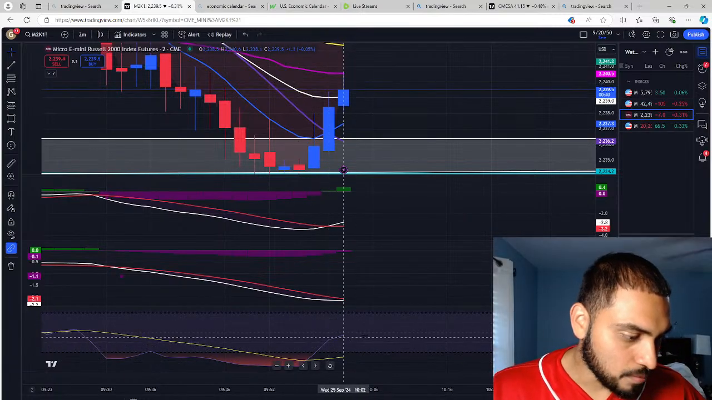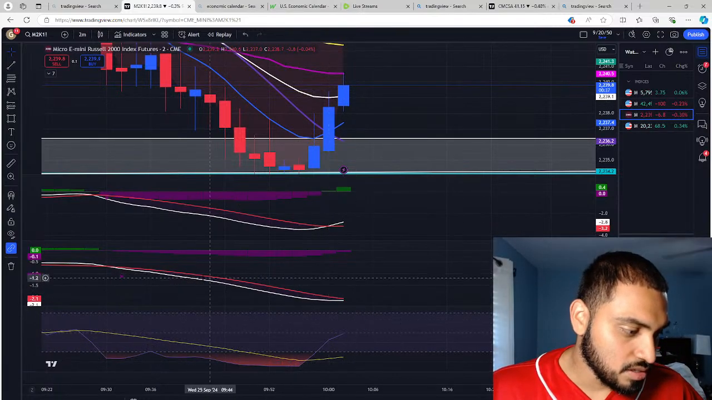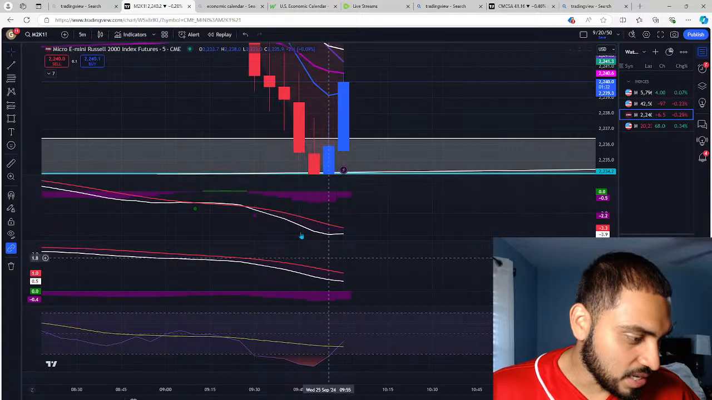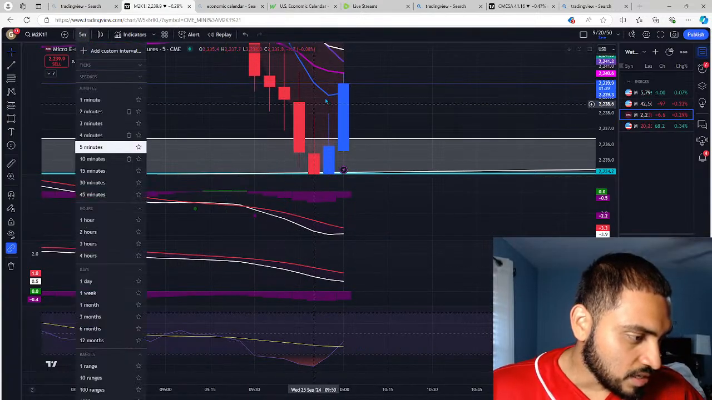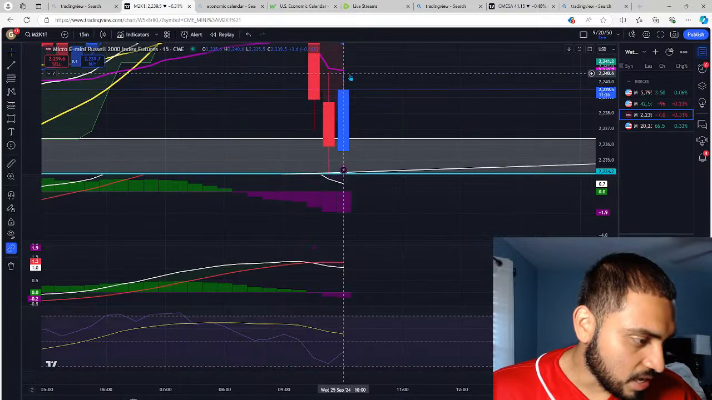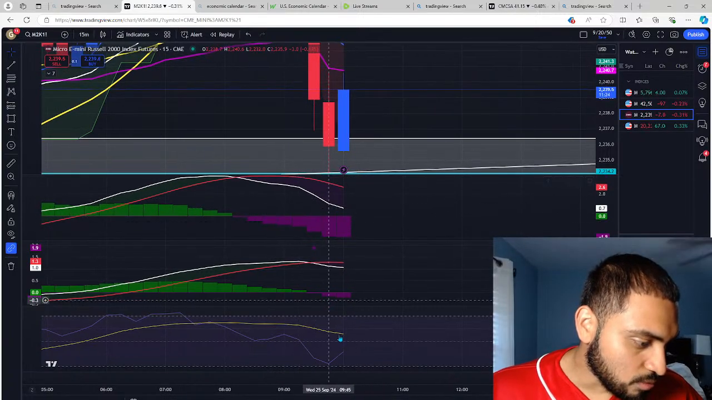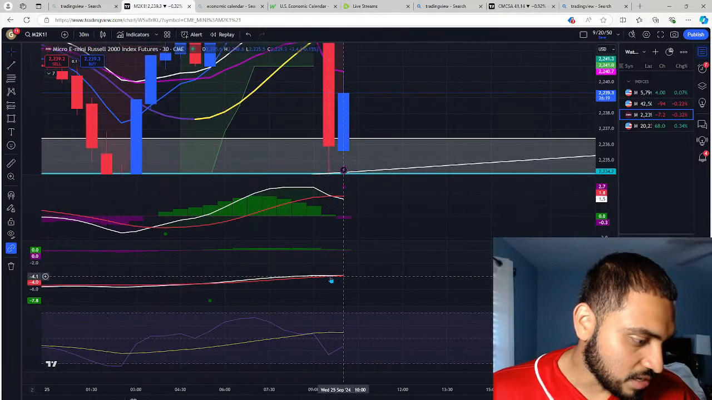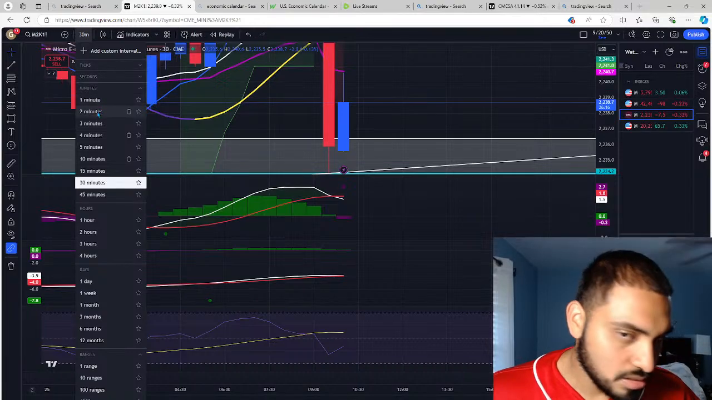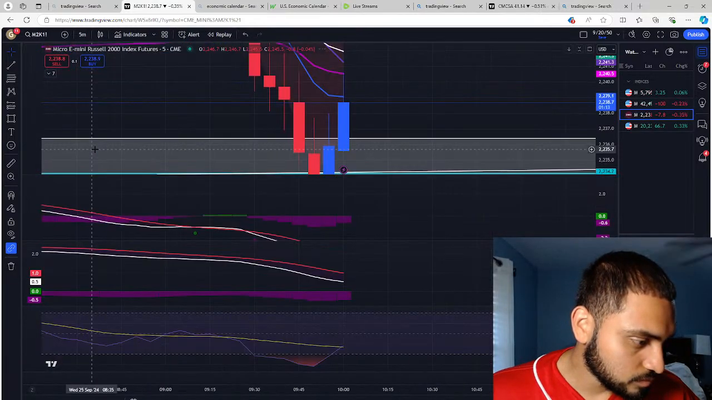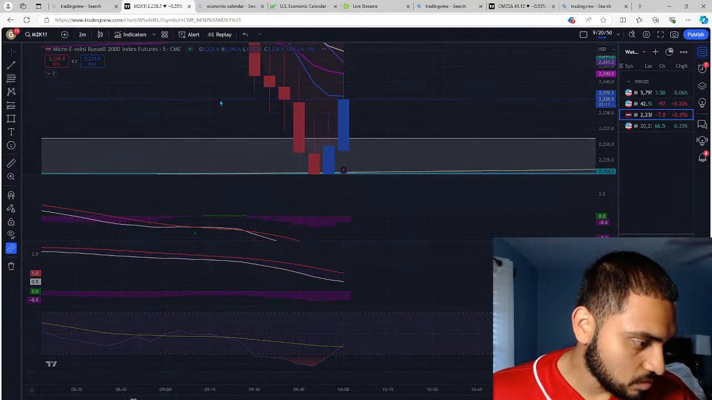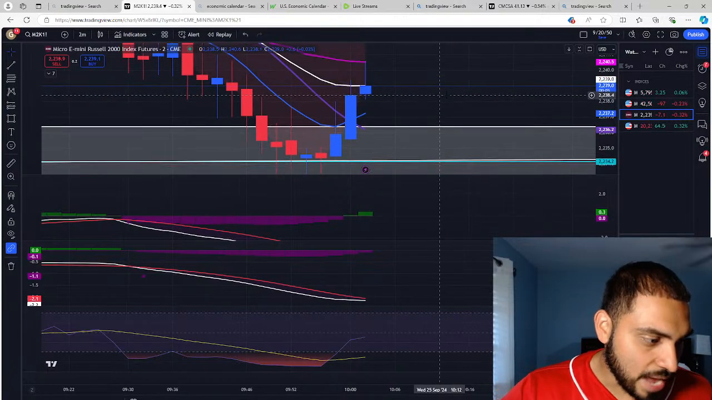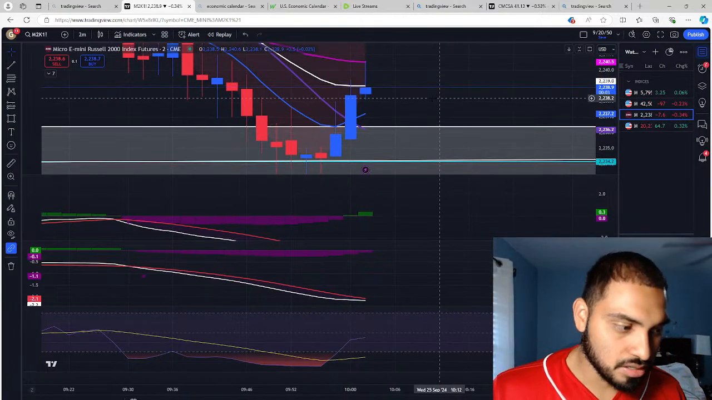RSI is pumping up. It wants to cross 50. MACD is still red. This one's green. Let's go look at the 5 minutes. Still red, still red. It's hitting VWAP. Let's go on the 15 minutes. Hitting VWAP. Red, red, red. So the broader trend is still to the downside. Red. So it's about to cross. Okay, we'll see if it rejects back. We'll wait patiently.